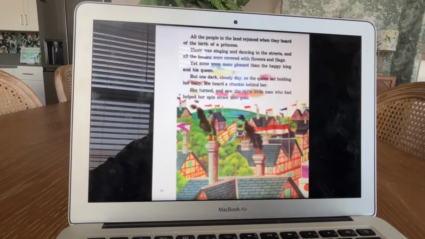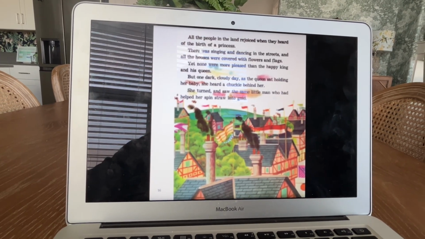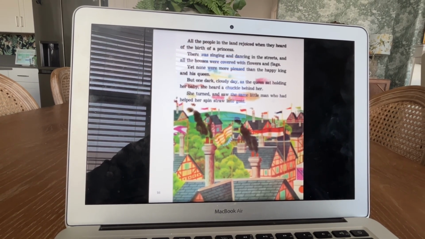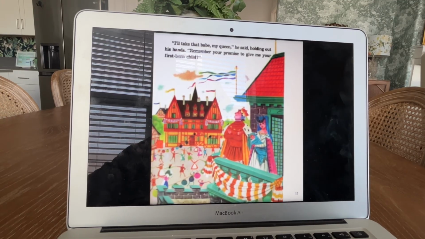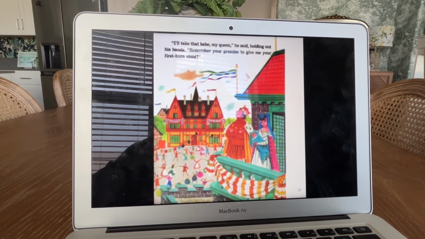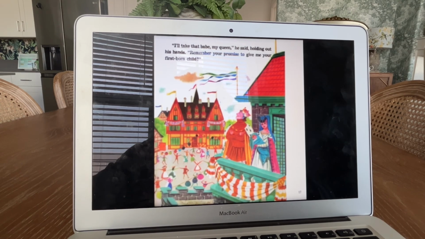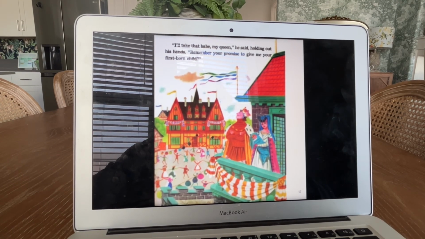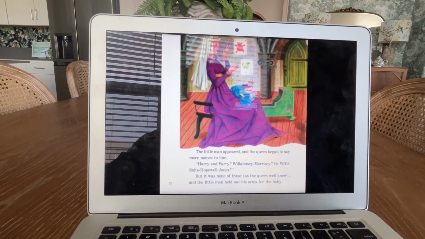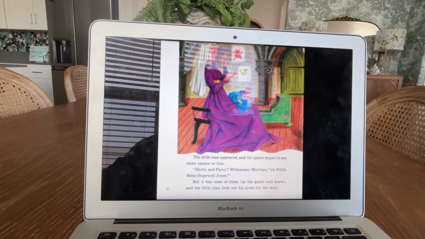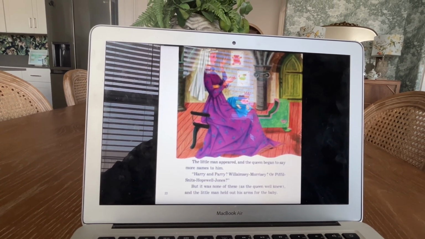She turned and saw the same little man who had helped her spin straw into gold. "I'll take that babe, my queen," he said, holding out his hands. "Remember your promise to give me your firstborn child?" Pifflesnitz Hopewell Jones. But it was none of these, as the queen well knew.